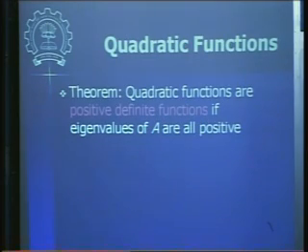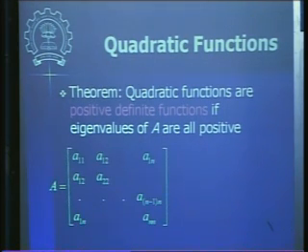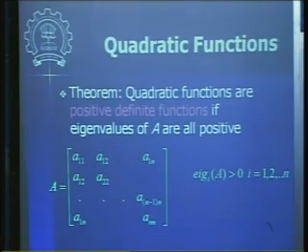There is another condition for verifying whether the function is positive definite, based on the same matrix. It is in terms of the eigenvalues. You can see this theorem: these quadratic functions are positive definite functions if the eigenvalues of A are all positive. So you take this matrix A, find its eigenvalues and see whether they are positive, and you conclude about the positive definiteness of the quadratic function formed by using this A matrix. This is an important understanding about quadratic functions being positive definite.